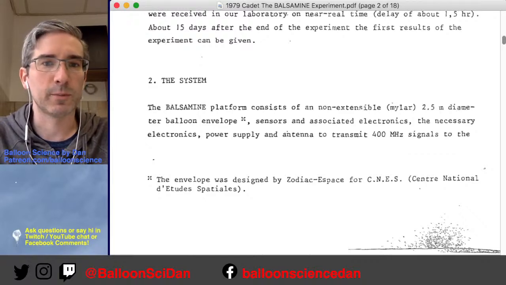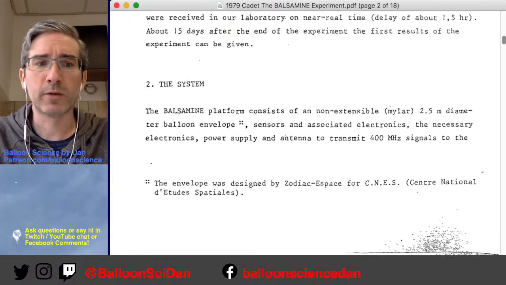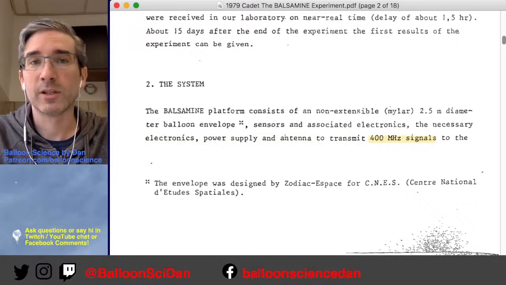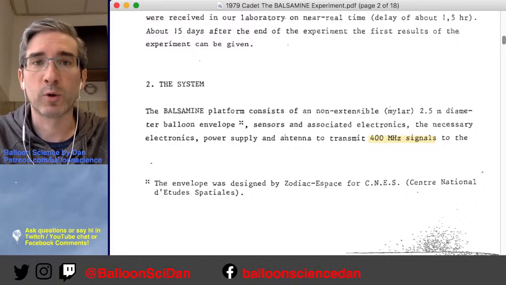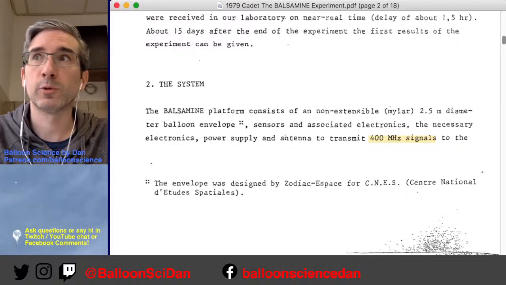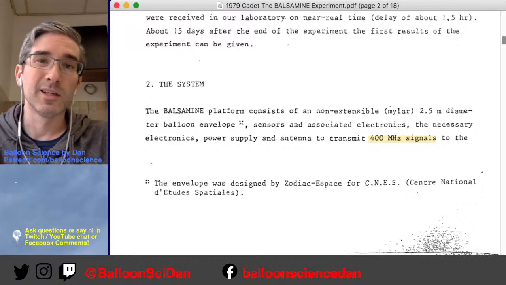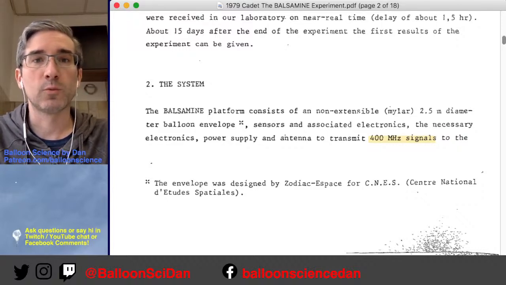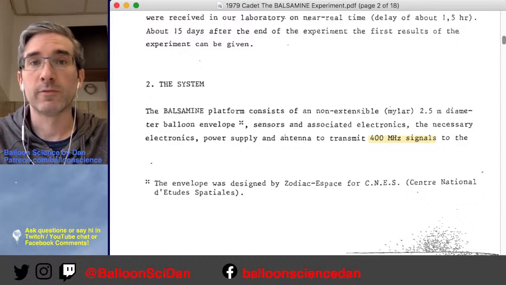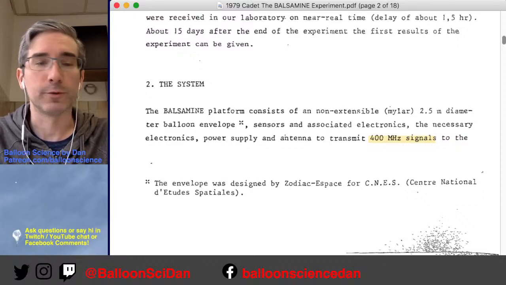I want to point out that 400 megahertz signals are the same frequency that a lot of the worldwide weather equipment still uses today. From 401 to 405, I think, is an internationally recognized weather data transmission band for satellites and for ground stations, like weather balloons.